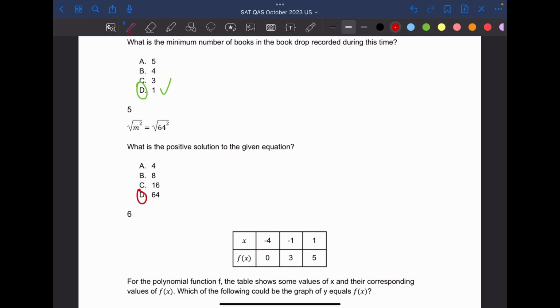The other way is actually solving it using algebra. So first, to get rid of the square root, you would square both sides. So squaring both sides, this would give you m squared is equal to 64 squared. And then to get rid of the square, take the square root of both sides, like this, and you get that m is equal to 64. So we get the same answer no matter what, so we know we are correct.